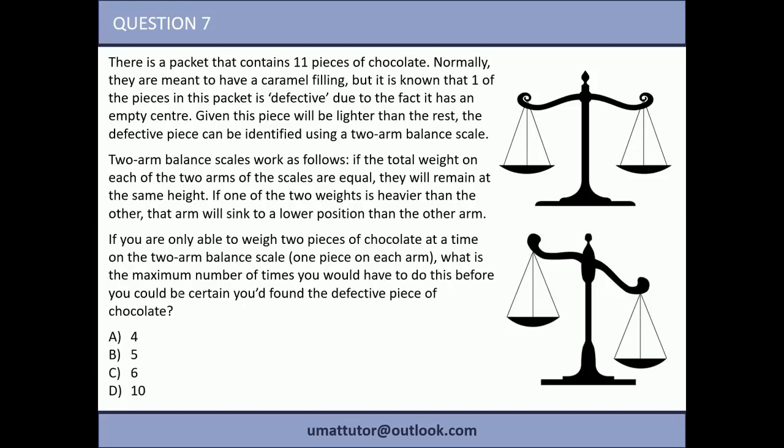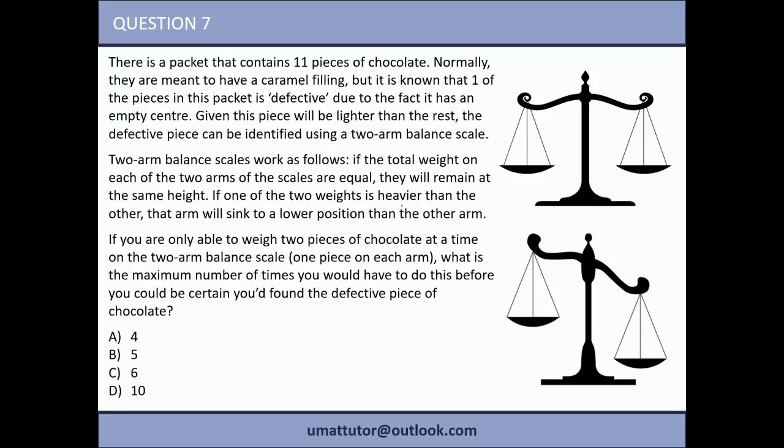The best case is that you find it immediately, that the first 2 you pick out, you put one on each of the 2 arms, and you get this imbalance as shown in the bottom. That's the best case scenario, that you immediately get that situation, and that means you only have to weigh one pair or one set of chocolates to find the defective one. The worst case is that you don't find that initially, and that defective piece is actually the 11th piece that you decide to put onto the scales.